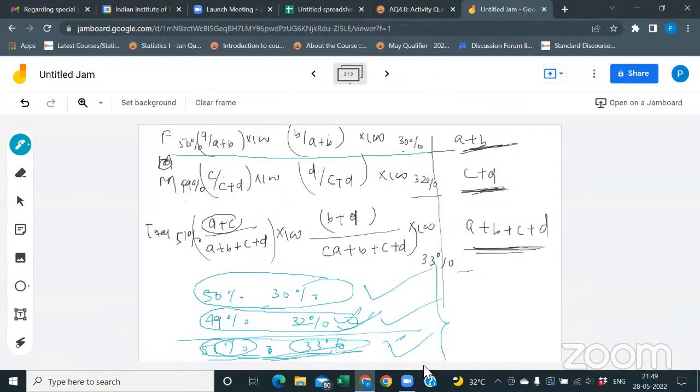If these row relative frequencies are the same, then you will say there is no association. Why will we say that? That is the concept behind this. What is the logic behind it? Okay, see.